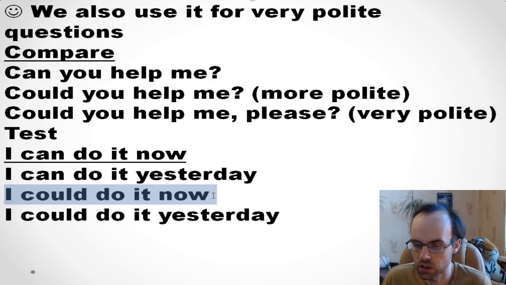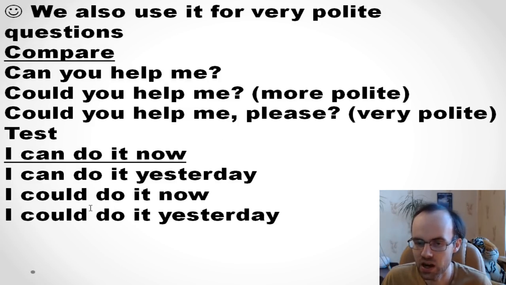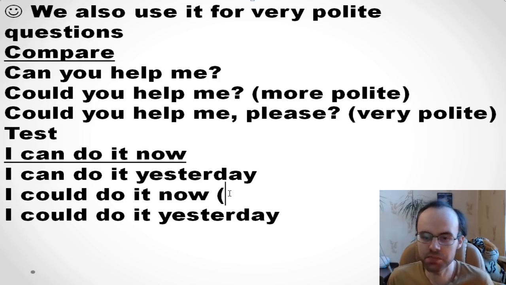I could do it now. Correct? Well, it can be correct. It can be correct if it has this meaning. So, you see, we use it for present, it's possible and it's good. So I can say, I could do it now. It means that it's possible for me.